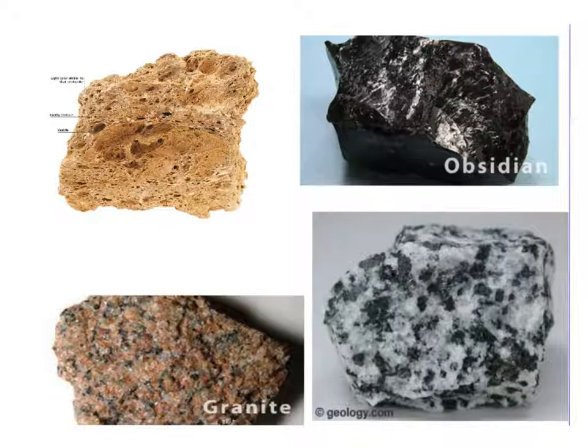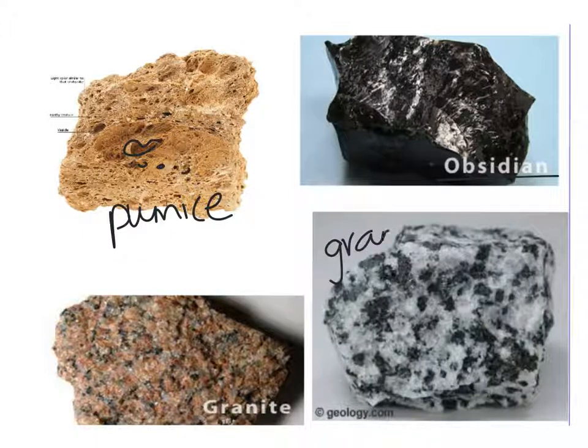And here are some nice pictures of some igneous rocks. This one is pumice. They can come in a lot of different colors, but you can tell they have all these little holes in here from the air bubbles. It cooled so fast it couldn't even let all of that air escape. This one's obsidian. This one is granite. This is also granite.